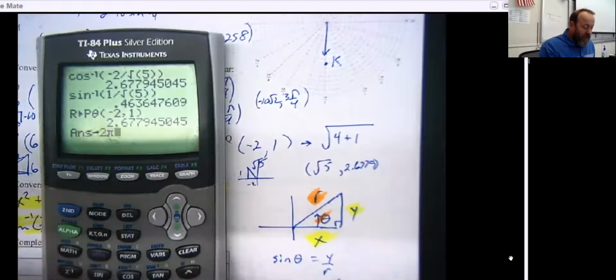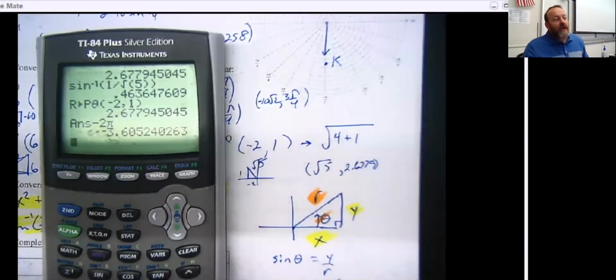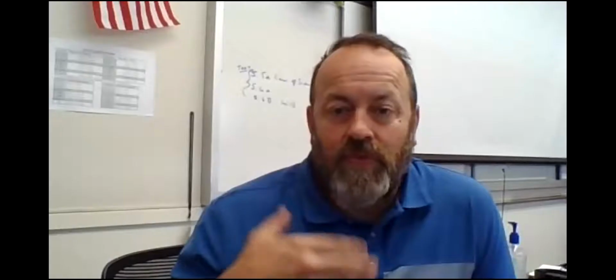I'll just take 2 pi away from it. This would also be a valid answer. And so that's a little way that we can look at this through a variety of lenses. Hopefully that makes sense for converting those coordinates back and forth.